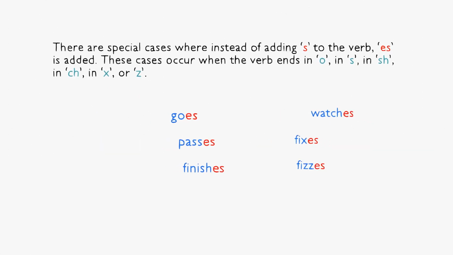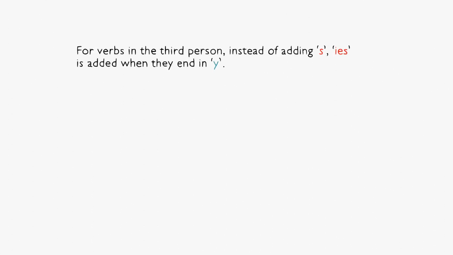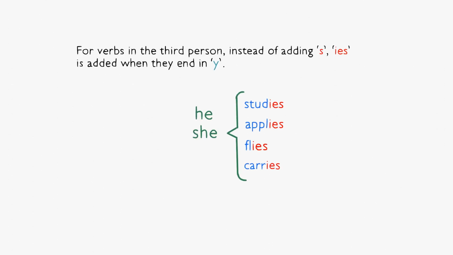Remember that these verbs change only when accompanied by he, she, or it. There is one last rule. For verbs in the third person, instead of adding S, IES is added when they end in consonant plus Y. Let's see some examples. The verb study becomes studies. The verb apply becomes applies. The verb fly becomes flies. The verb carry becomes carries. Once again, remember that these verbs change only when accompanied by he, she, or it.